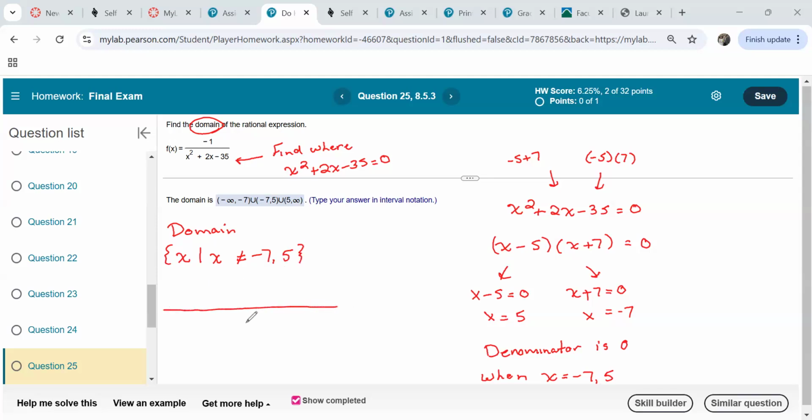Or another way to write that, remember the number line. The number line is telling me I have everything but negative 7 and 5. Those are like open points. So this is what my domain looks like. I can't have those points. So my domain is from negative infinity up to negative 7. I basically skip over that negative 7, and then between negative 7 and 5, I can have x values. And then I can't have 5 because it makes the denominator 0 and I'm undefined. So I need from 5 to infinity.